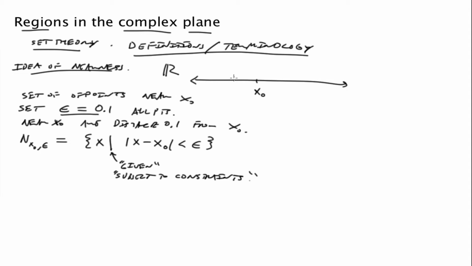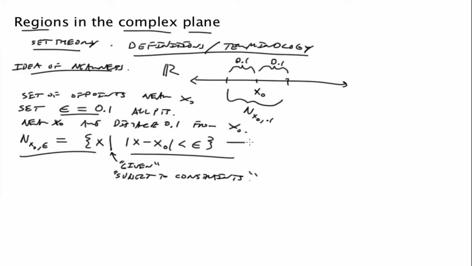Okay. So in this case, we can say, well, that's right there and there. I'm going to say that this distance right there is 0.1, and that distance there is 0.1. And then this whole set there, that's what I'm going to call neighborhood x naught, comma, 0.1. And now this is a set. Okay, so there we go. There's our set. And we're going to call this a neighborhood.